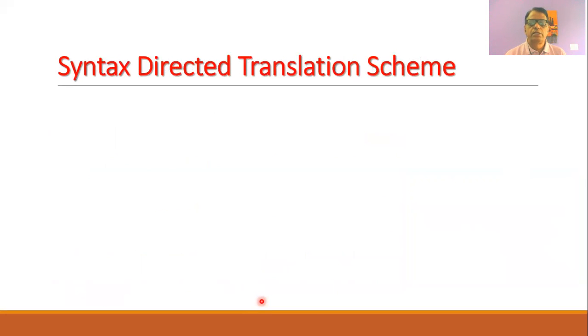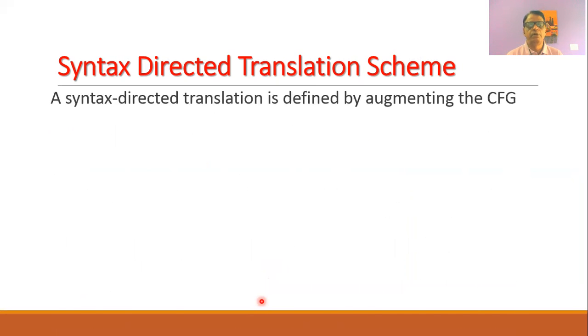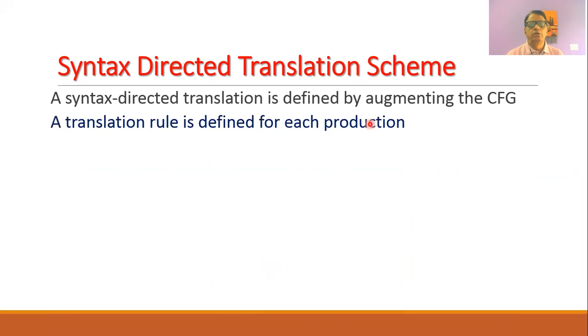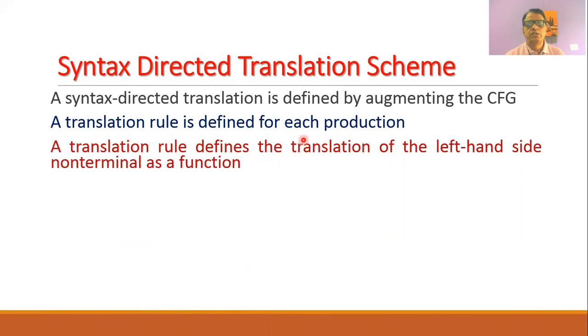So now let us understand how the syntax directed translation can be achieved. Syntax directed translation can be achieved by augmenting the production rules. For each production rule, we can define a translation rule, and the translation rule will define the translation of the left hand side non-terminal in the form of a function.